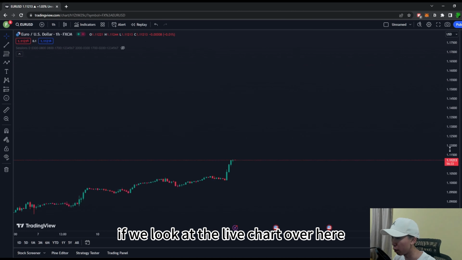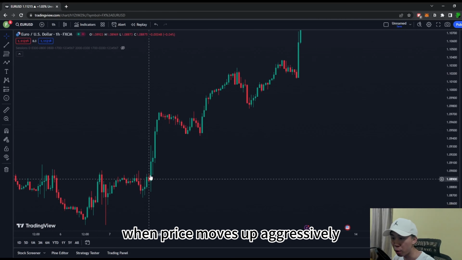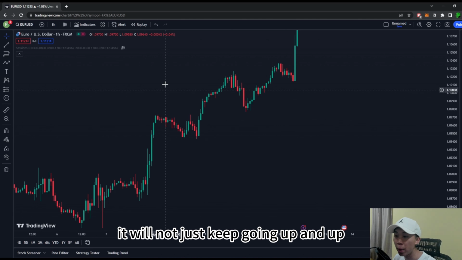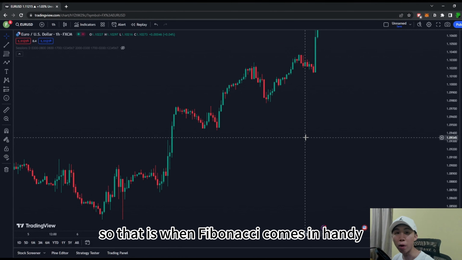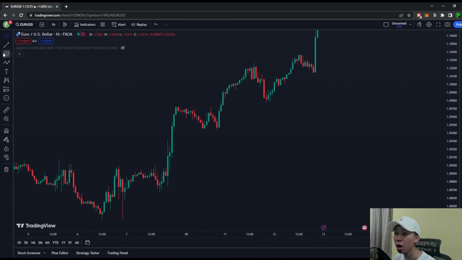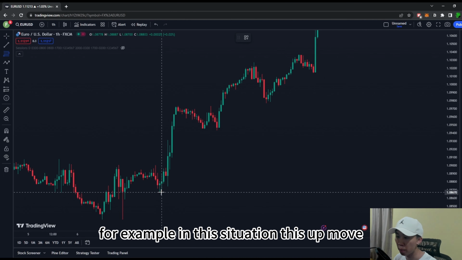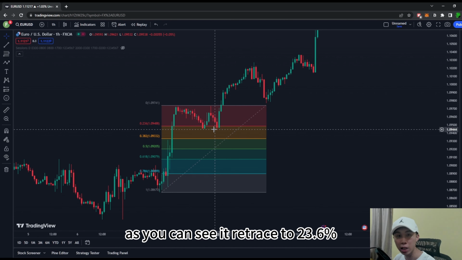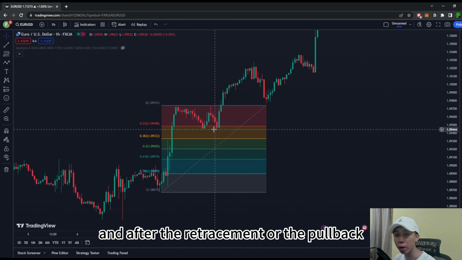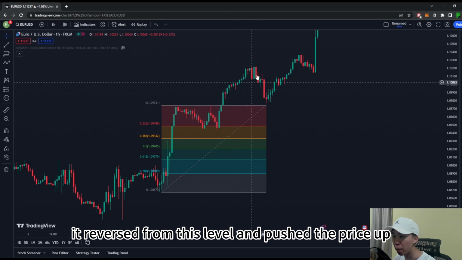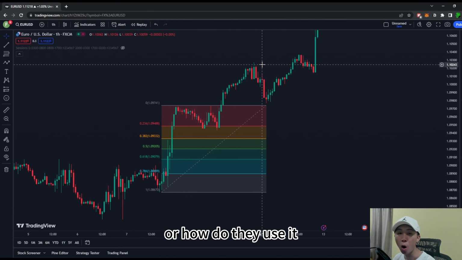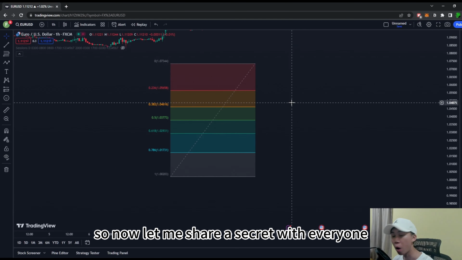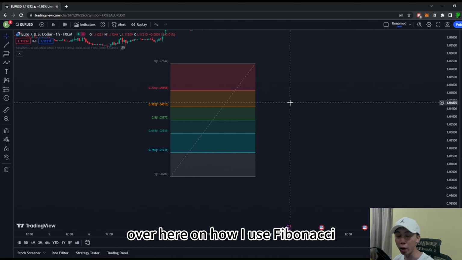If we look at the live chart over here, as we can see, when price moves up aggressively, we will definitely have pullbacks. It will not just keep going up and up without coming back down. So that is when Fibonacci comes in handy and it can tell us how much the price has retraced. For example, in this situation, this up move, as you can see, it retraced to 23.6%, and after the retracement or the pullback, it reversed from this level and pushed the price up. So what traders usually do is that they love to take reversal trades at Fibonacci levels. Now let me share a secret with everyone on how I use Fibonacci.